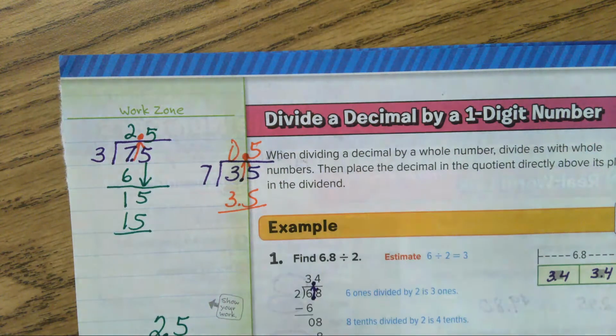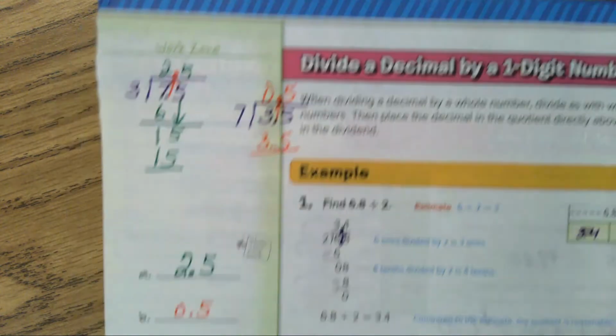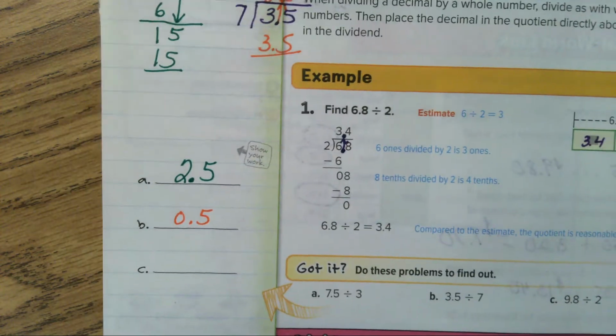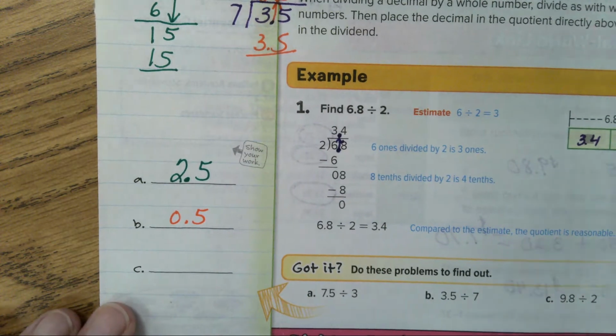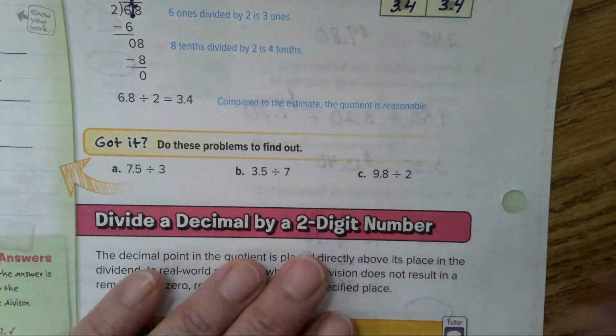So it's 0.5. All right. Now our next problem, write it on your blank, 0.5. The next problem, letter C, I think I'm just going to do it over to the right side is where I'm going to put it.